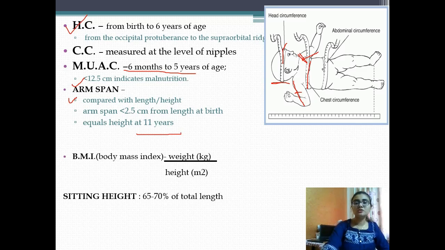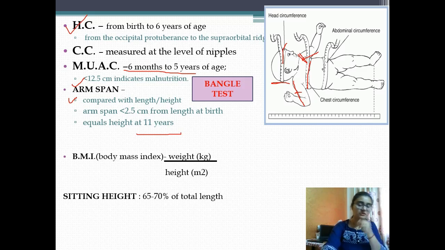Then talking about the Bangle test. What is this Bangle test? It is used in assessing mid upper arm circumference. In this, a bangle with a 2.5 centimeter radius is taken and put onto the arm. If it goes up and fits over here, it means it is normal, and if it moves freely, then it means the baby is malnourished.